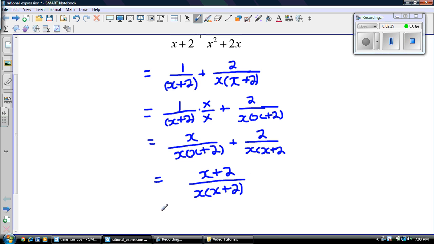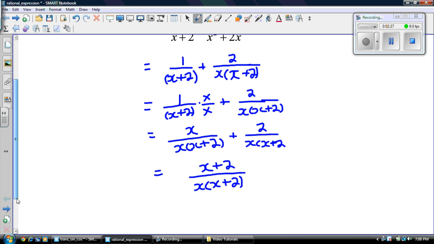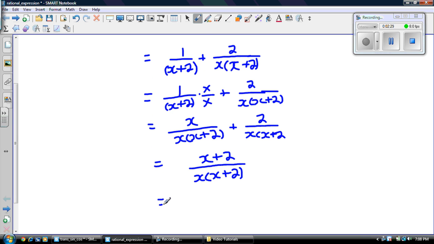Now I'm at the step where I think, can I cancel anything? Can we reduce this down? Remember, we only reduce if we have something exactly the same. We have x plus 2 up top and an x plus 2 in the bottom, so we can cancel, and what we're left with is 1 over x. That canceled it.